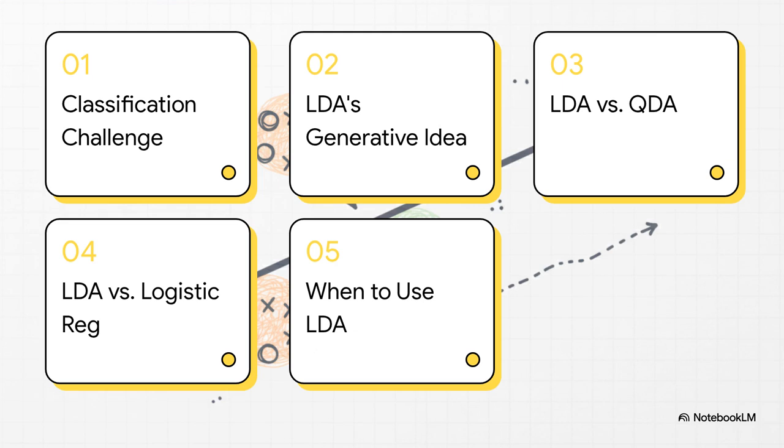So here's our game plan. First, we'll tackle the core challenge of classification itself. Then we'll get into the really clever generative idea that makes LDA tick. We're also going to put it head-to-head with its close relatives, QDA and logistic regression, to see where it truly shines. And finally, we'll wrap it all up with a practical guide on when you should actually use it. Sound good? Let's jump in.